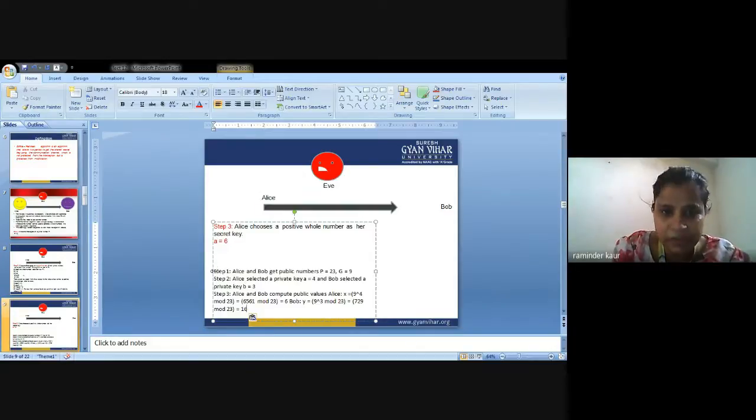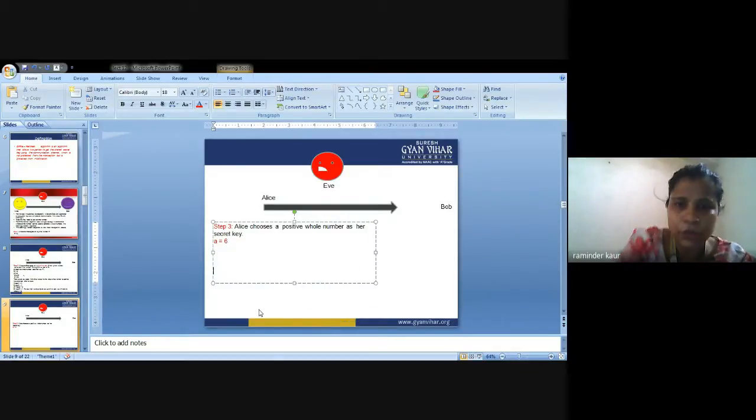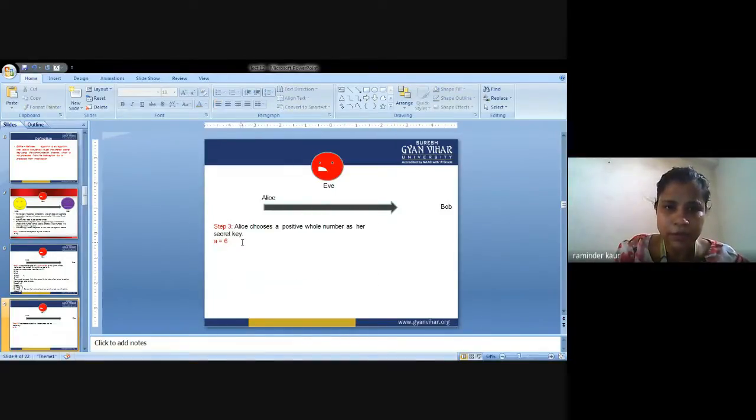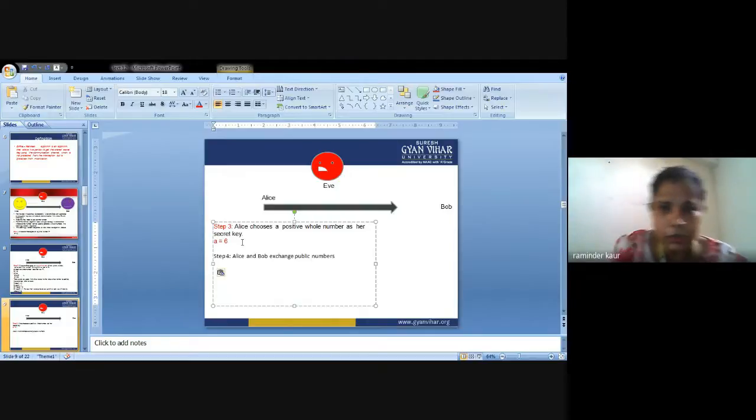So I am removing these 3 steps so that I can tell you the 4th step. Just take a snapshot of this. What will be the 4th step? I am telling you to exchange the public numbers. Next is the 4th step. It is a bit mathematical, so you require patience in order to understand the same. Alice and Bob exchange public numbers. So this will be the 4th step. Next is the 5th step, because it requires huge calculations.